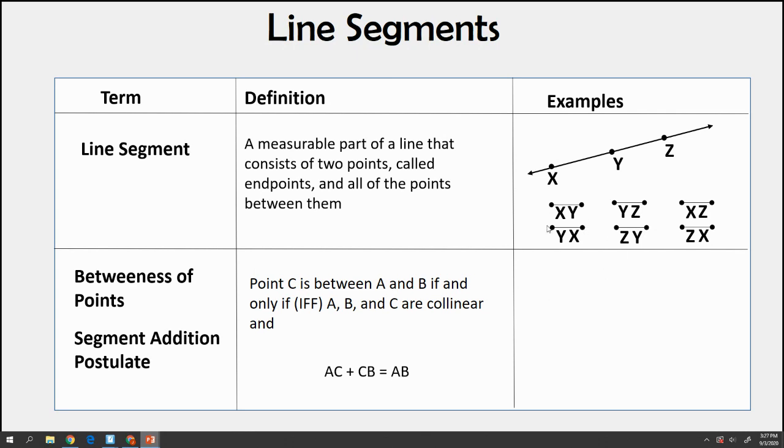Notice up here, they had a segment symbol above it. So that represents a geometric drawing. This represents a distance. So if we look over here, we've got segment AC plus segment CB is going to equal segment AB. So if I add this segment plus this segment, it equals the entire length. Sounds like a real simple concept, and it really is, but we'll use this quite a bit.